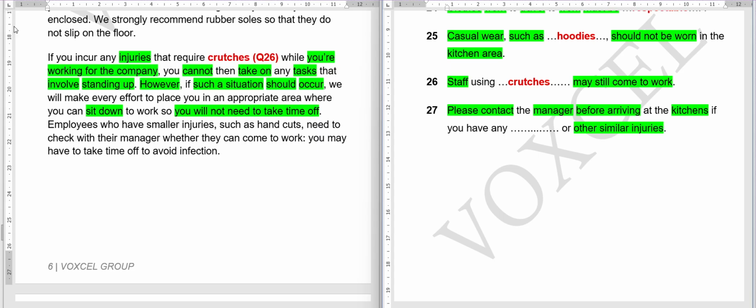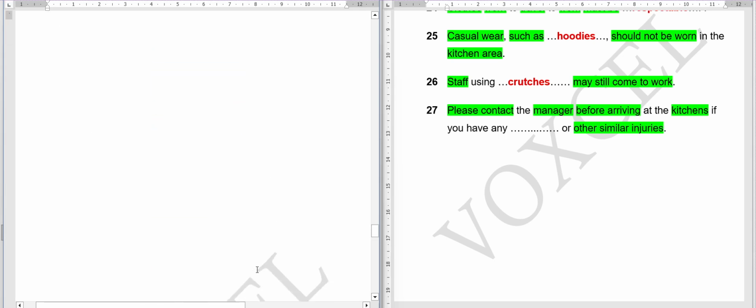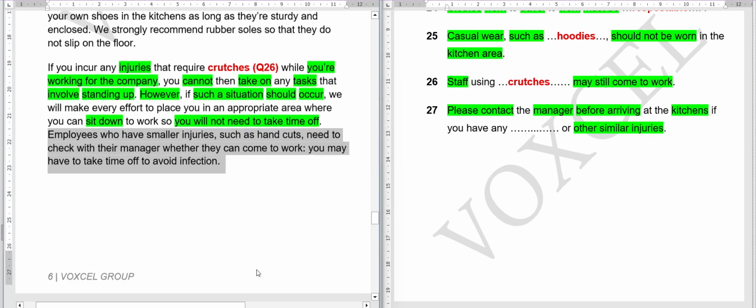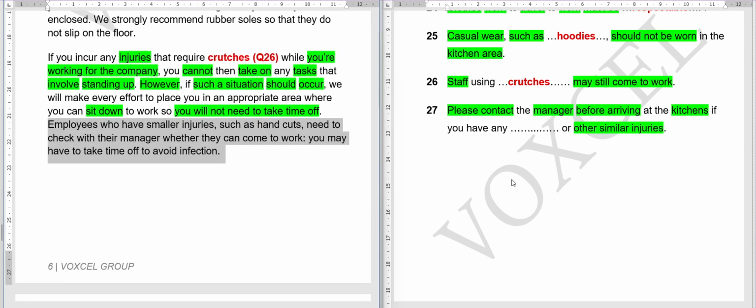Let's see what injury, for what kind of injury you have to tell the manager before coming to the kitchen. Employees who have smaller injuries such as hand cuts need to check with their manager whether they can come to work. You may have to take time off to avoid infection. So this is our location, obviously, because this is our last paragraph. You have around 10 seconds to tell me the answer for this question, and the time starts now.